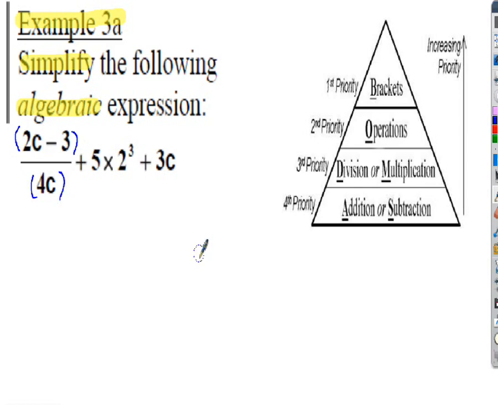So looking at our precedence in this question, we do have brackets effectively. We have a bracket on the top line here and a bracket on the bottom line here. But it can't be simplified because on the top line we've got 2c minus 3, so they're not like terms because c is a variable and the 3 here is a constant. And on the bottom line we've just got 4c. So there's no way we could simplify these terms even with the brackets around them.